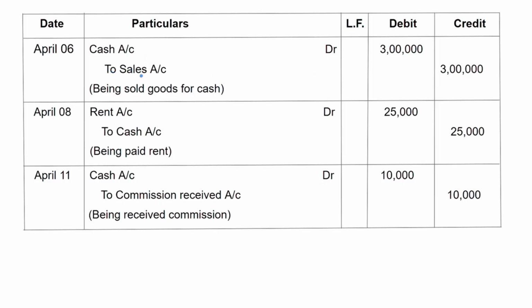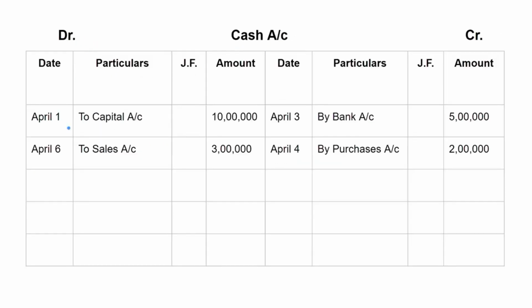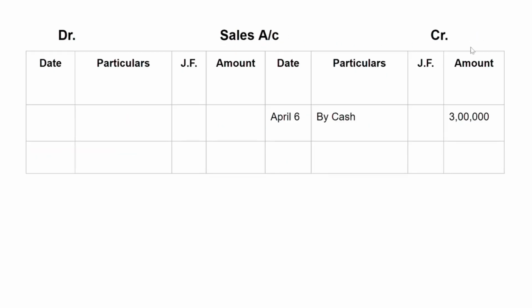And the next transaction is April 6th cash account debit 3 lakh rupees to sales account 3 lakh rupees. We record it in cash account and sales account. Cash account debit side to sales 3 lakh rupees and sales account credit side by cash 3 lakh rupees. So we'll see how we'll record it. Cash account debit side April 6th to sales account 3 lakh rupees, and sales account credit side April 6th by cash 3 lakh rupees.